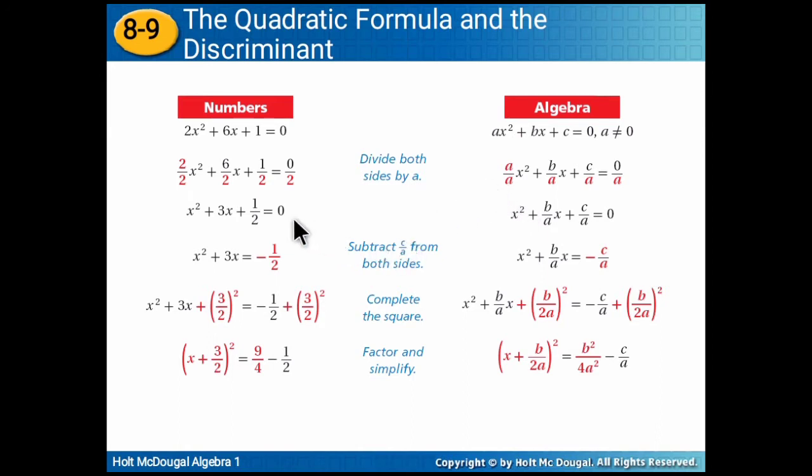Now we divide those numbers by 2. So, 2 divided by 2 cancels, and since there is a 1, we are left with x squared. 6 divided by 2 is equal to 3x, plus 1 half. Now, subtract c over a from both sides. The c is 1 and the a is 2, so we have negative 1 half.